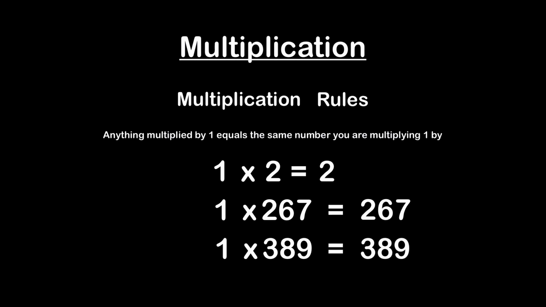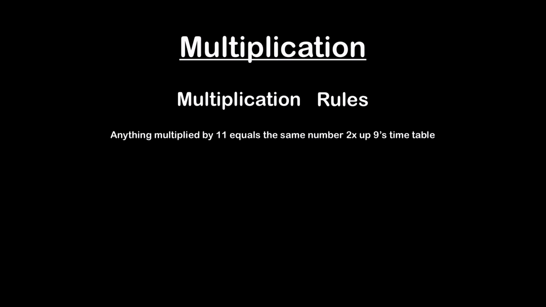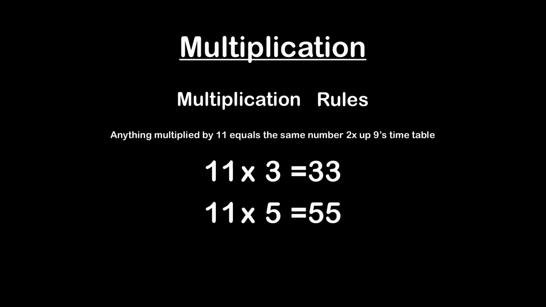Great. And for our last rule, before we conclude this video, is anything single-digit multiplied by 11 is that number twice, up to 9. And we'll see exactly what this means when we get to the 11 times table, but for now, let's see a few examples. So 11 times 3 equals 33. 11 times 5 equals 55. And 11 times 7 equals 77.